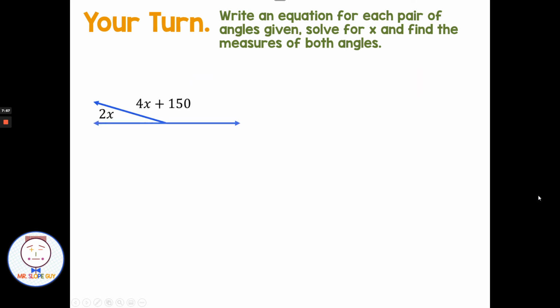All right, you guys try this one, last one. Try this one on your own. Pause the video here, write the equation, solve for x, find the measure of both angles.